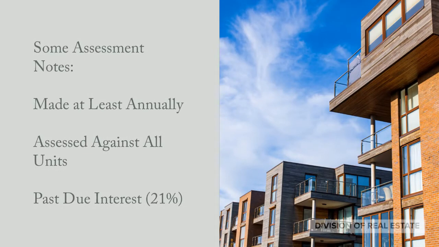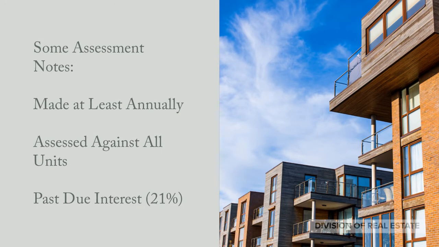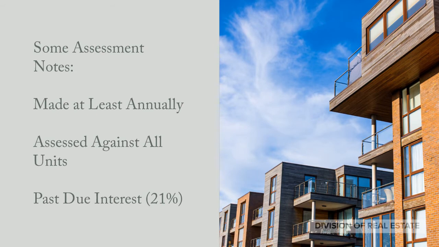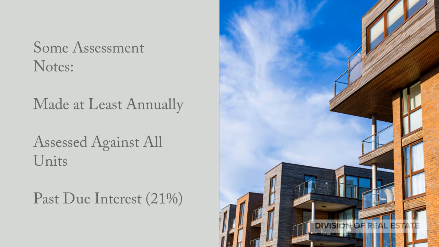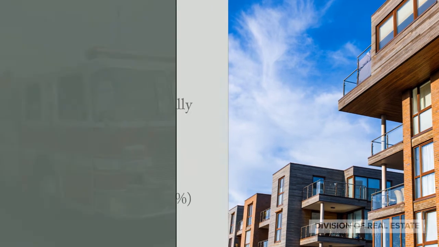Assessments shall be made no less frequently than annually and shall be based on a budget adopted no less frequently than annually by the association. Common expenses shall be assessed against all the units in accordance with the allocations as set forth in the association's declaration. Any past due common expense assessment or installment thereof shall bear interest at the rate established by the association, not exceeding 21% per year.